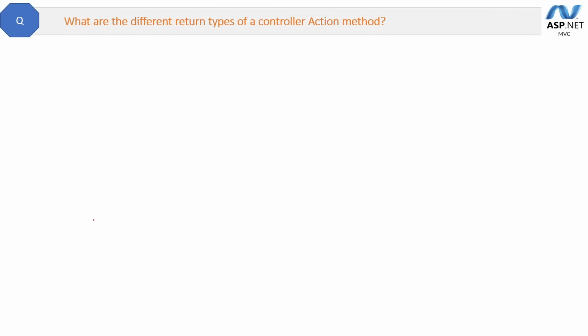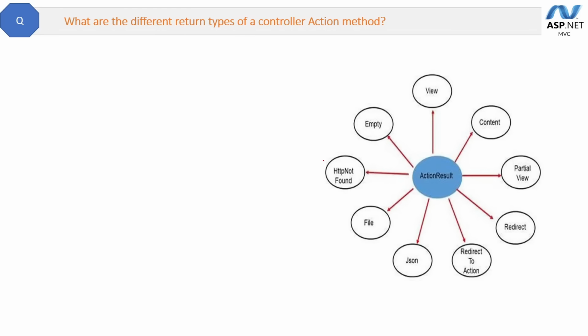What are the different return types of a controller action method? Now in MVC we have controllers, and controllers have actions. Now how many return types can actions have? So here are the 9 types of return types of the action methods. It is not necessary to memorize all of them, but knowing 4 or 5 is enough to tell to the interviewer. So the first one is ViewResult.